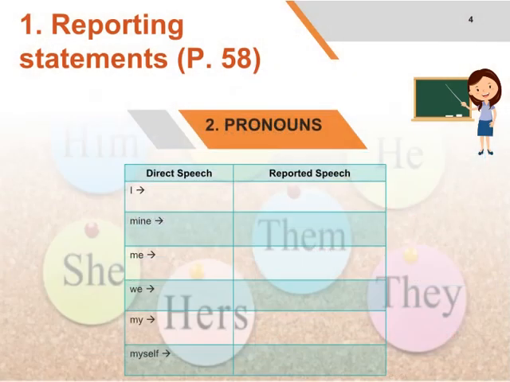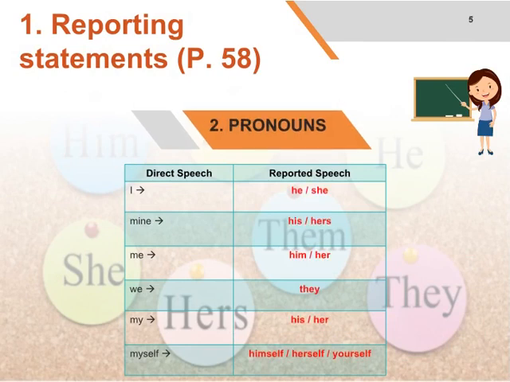To report normal statements, we have the second thing: pronouns. Please pause the video at the moment. Think about what pronouns these original ones in direct speech will change into when they are reported. The pronouns will be changed like this in reported speech. Please take note of this.